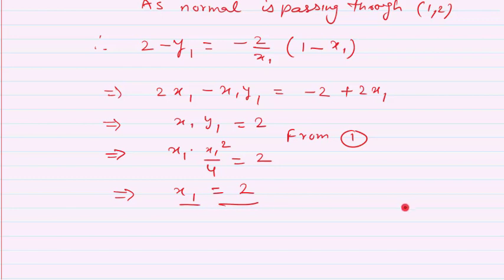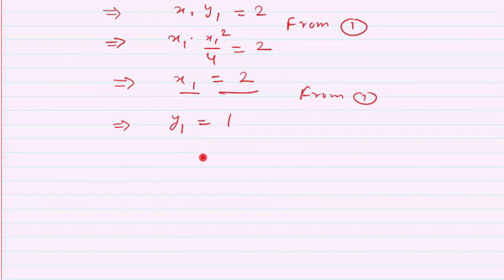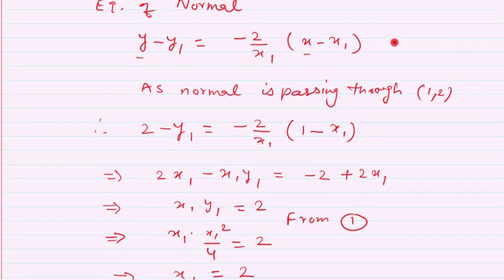Now putting this x1 again in equation 1, we have y1 is equal to 1, because y1 is x1 square upon 4. So x1 is 2, and 4 upon 4 will give you 1. Therefore, the passing point of the normal, which is common to both curve and normal, is 2, 1. Okay. Now we can easily find out the equation of normal by using this relation.